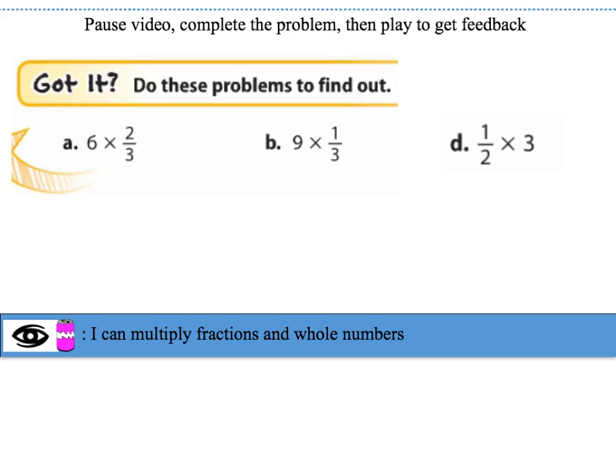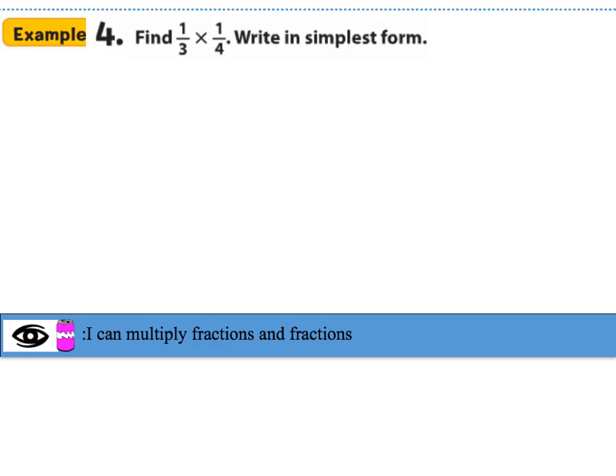Okay, so for example 4, the learning objective changes. It says I can multiply fractions with fractions. So I'm no longer going to be multiplying whole numbers now. I'm going to multiply 2 fractions. The rules are the same exact thing as before. It says find 1/3 times 1/4 and then write in simplest form, which basically just means to reduce.